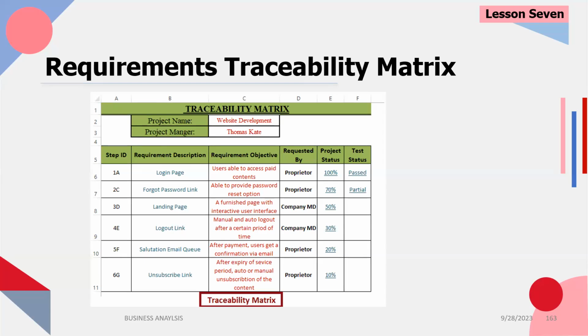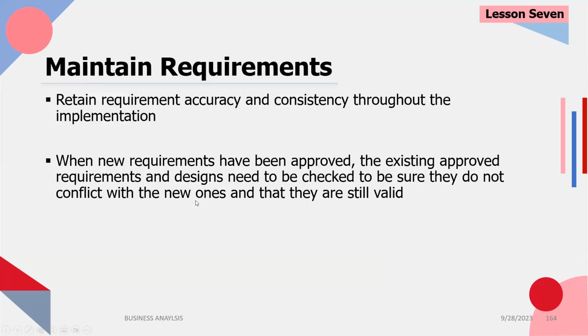Okay, so your company's version of this document may be different from what's on here. This is just an image from the internet, but I hope you understand the idea of what you need to capture. In fact, I hope you understand the purpose of your requirement traceability matrix. The next thing we're moving on to is maintaining the requirement. So we want to maintain for accuracy and consistency.